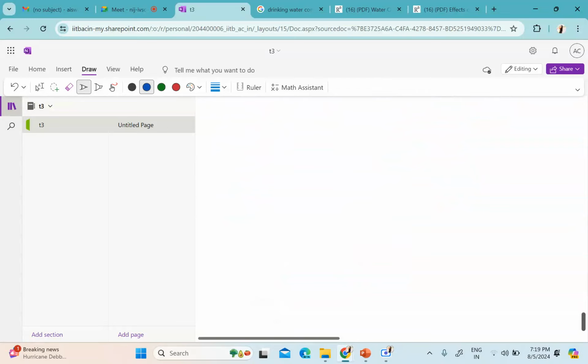The next method is the geometric increase method. Does anyone know what this is? Growth rate is constant. Percentage of growth rate is constant.